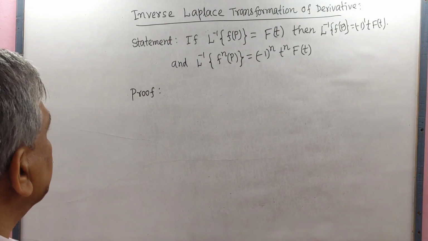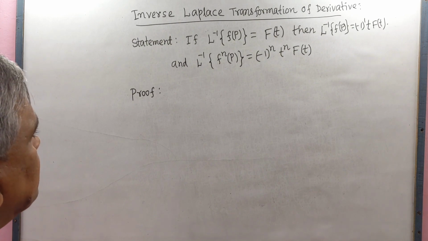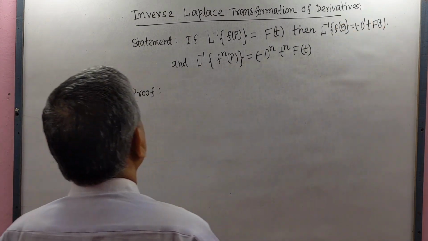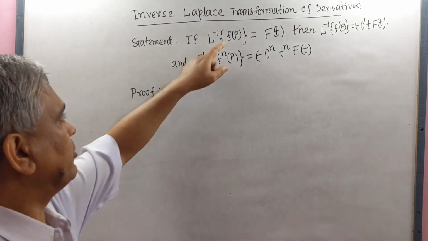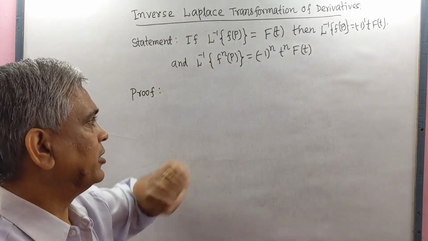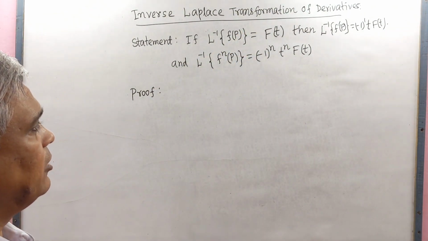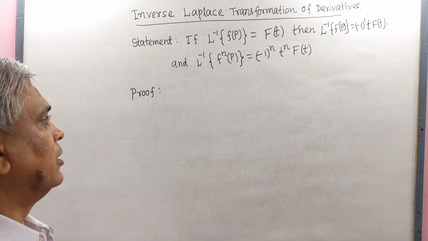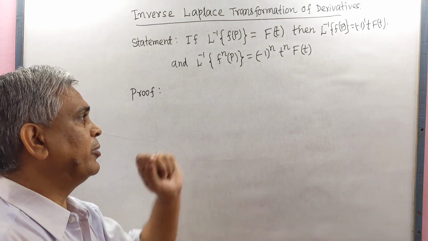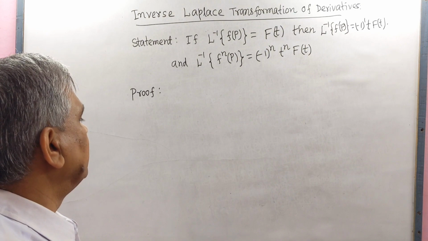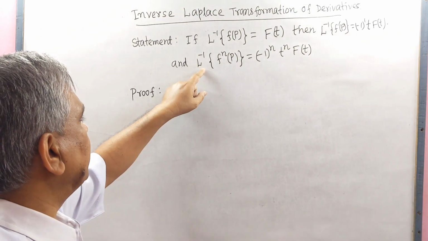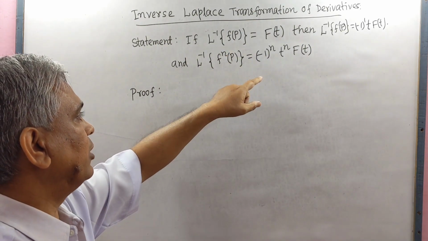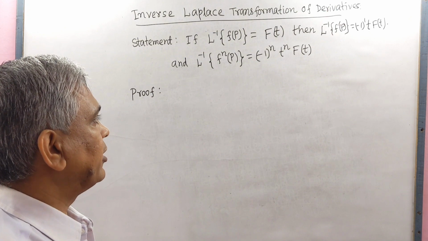Now we shall discuss inverse Laplace transformation of derivatives. Statement: if L inverse F(p) equal to f(t), then L inverse F dash(p), the derivative of F(p), equal to minus 1 to the power 1 t f(t), and L inverse of the nth order derivative of F(p) equal to minus 1 to the power n t to the power n f(t).